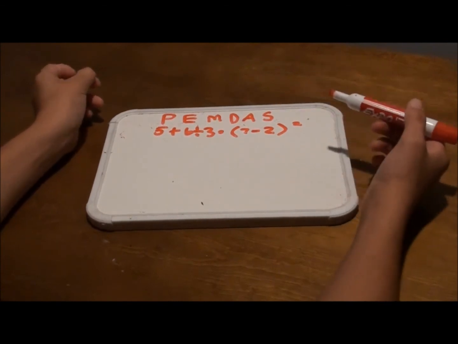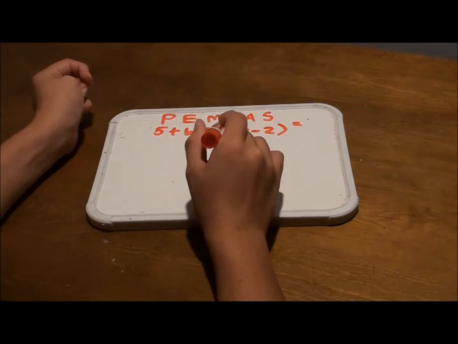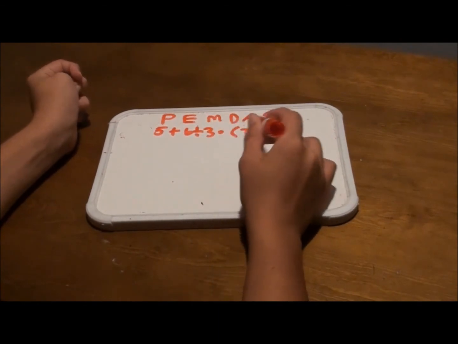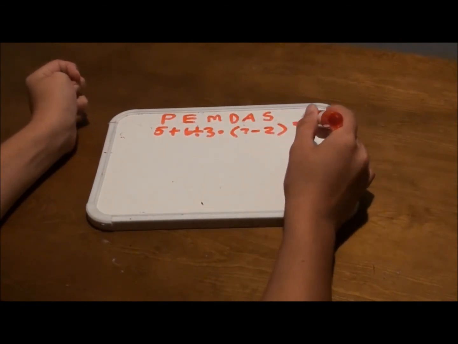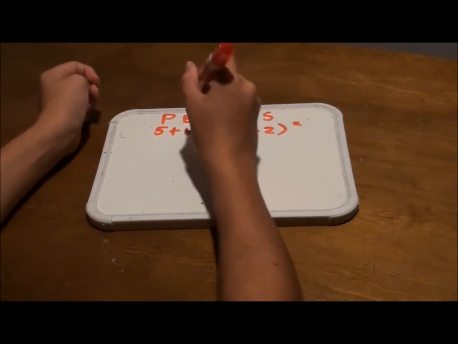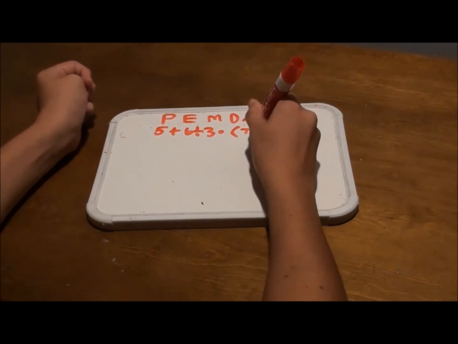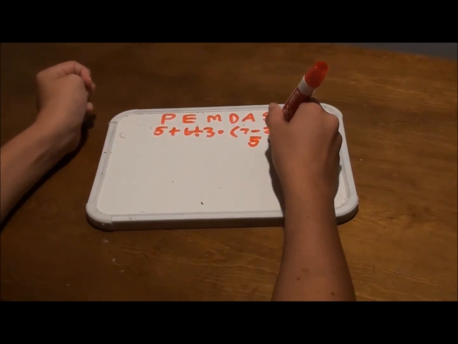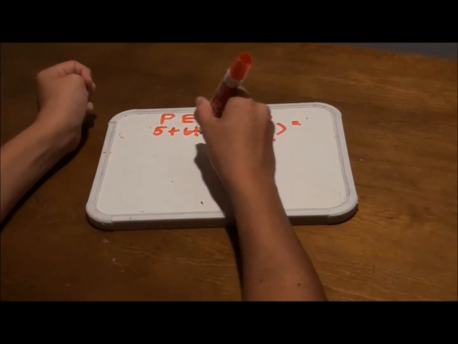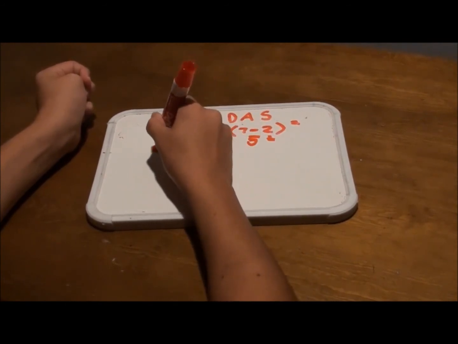Now, here's a problem that uses everything. 5 plus 6 divided by 3 times 7 minus 2 in brackets to the power of 2. Now, PEMDAS says that we always do parentheses first, and 7 minus 2 is 5. So we'll put 5 there to the power of 2 times 3 divided by 6 plus 5.